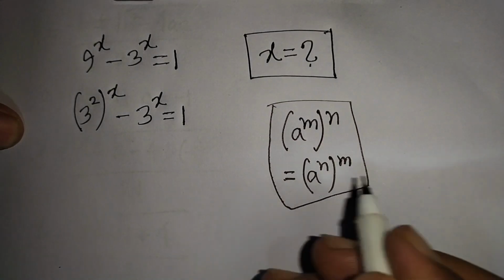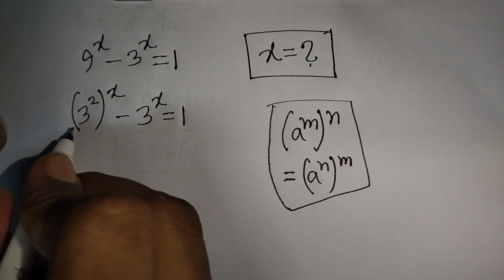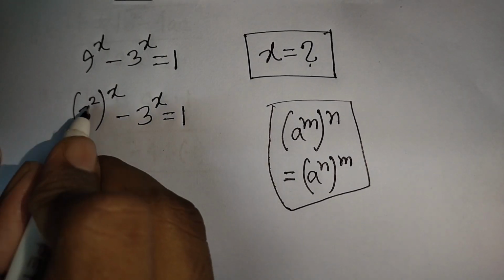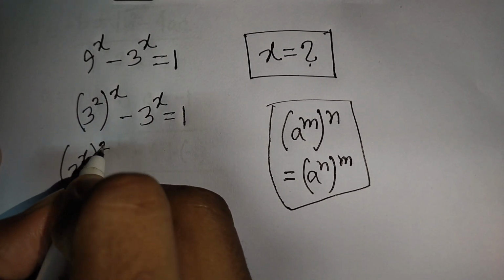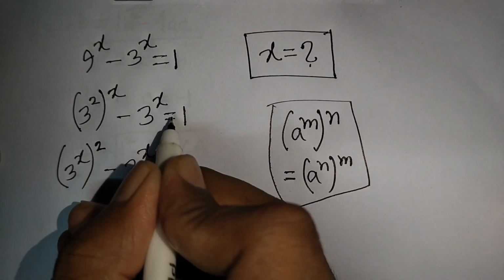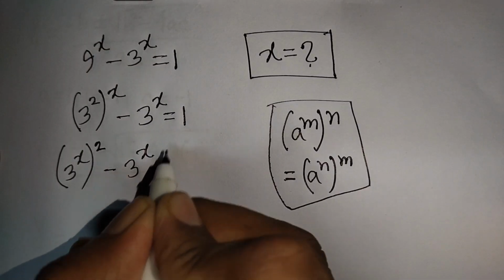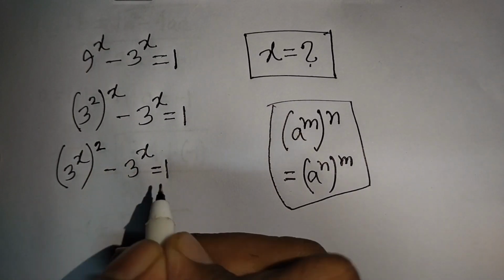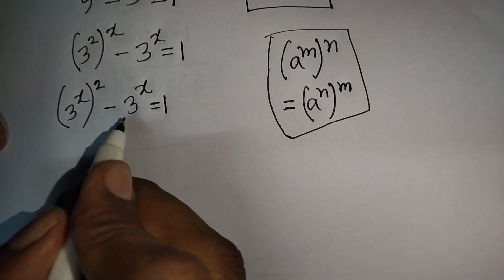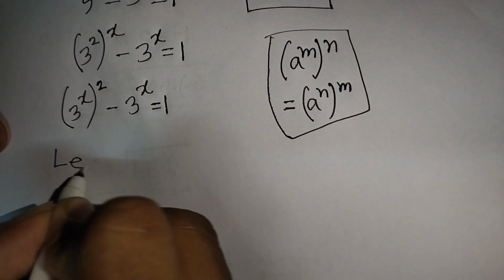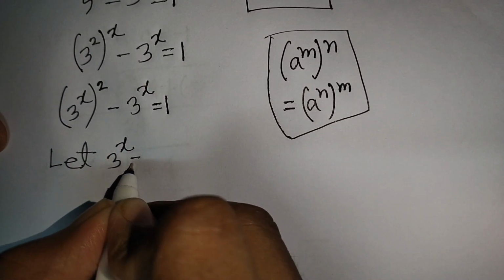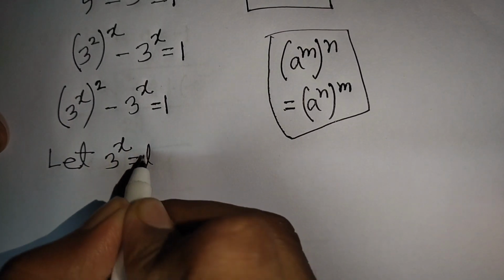So according to this rule, you can compare here. So it will be (3^x)^2 minus 3^x is equal to 1. Now we see 3^x, both terms are the same. So let 3^x be substituted by t.